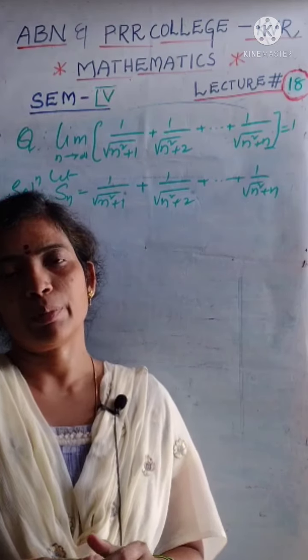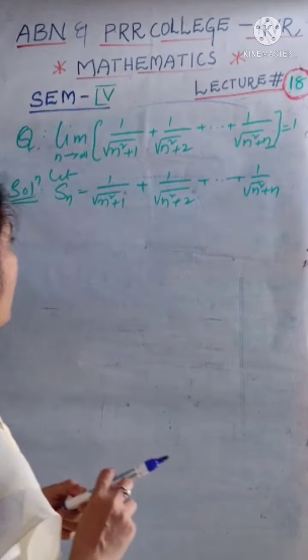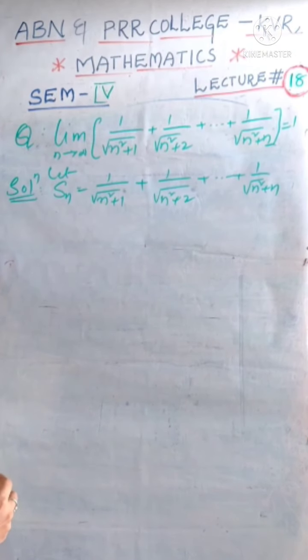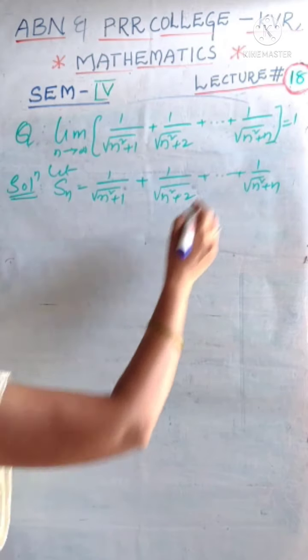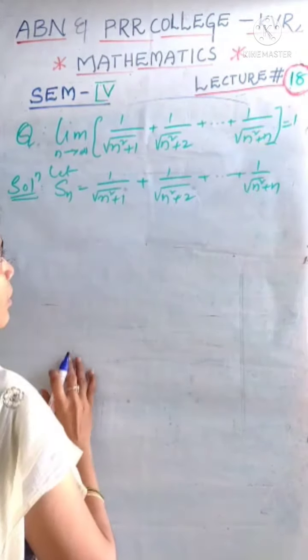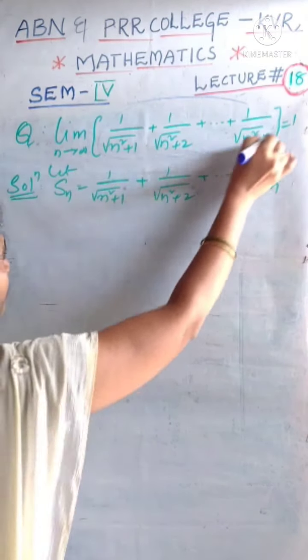Let us discuss the applications of sandwich theorem. One more example of sandwich theorem: we want to prove that the limit of 1 by square root of n square plus 1, plus 1 by square root of n square plus 2, and so on, up to 1 by square root of n square plus n, as n tends to infinity, is 1. To prove this limit, let us consider Sn as the middle term.